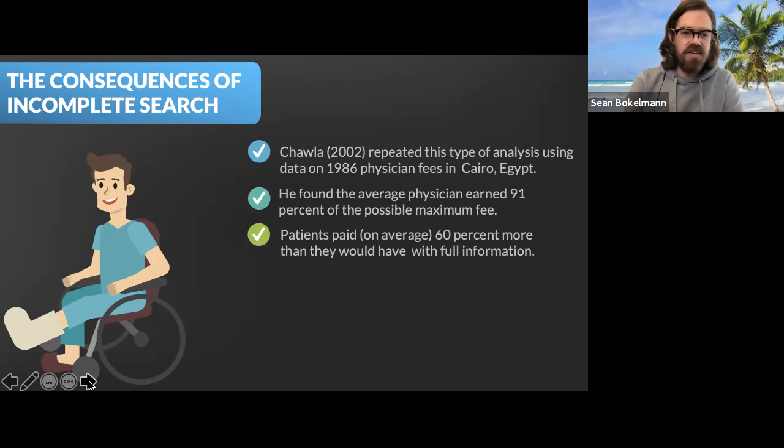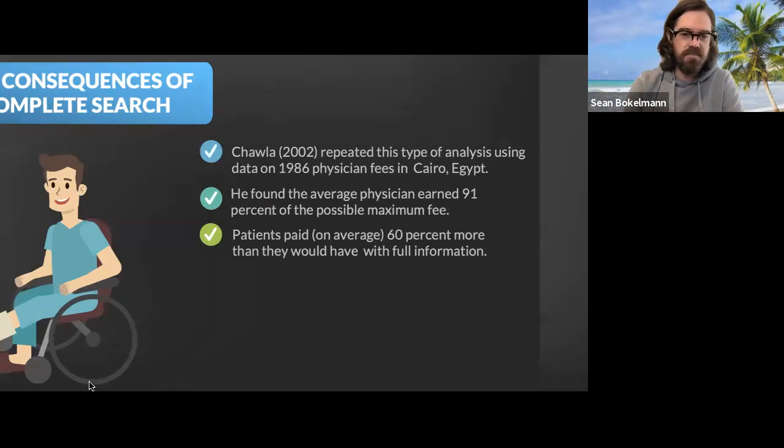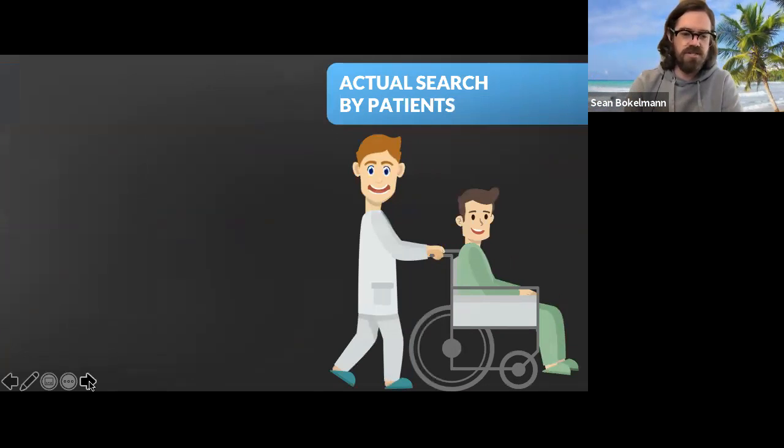And then he also found that patients paid on average 60% more than they would have if they had full information. So again, the same results. So this is supporting evidence, right? The same findings. So that's good. Repetition and what do you call it? Verification, right?